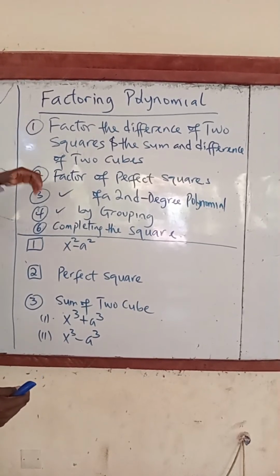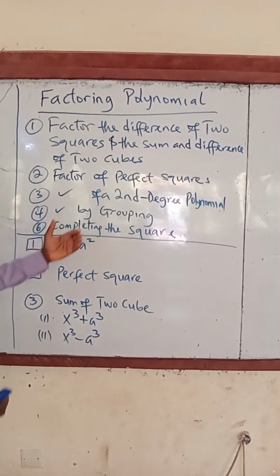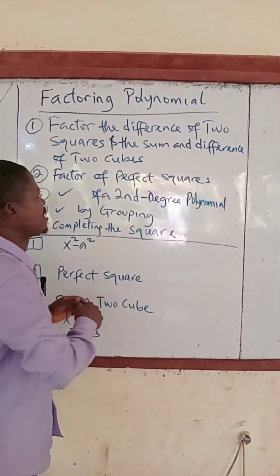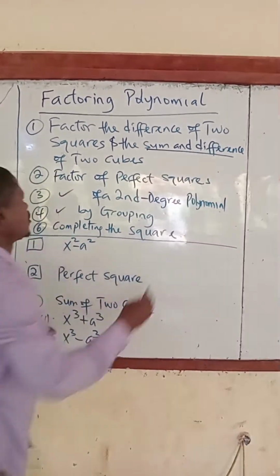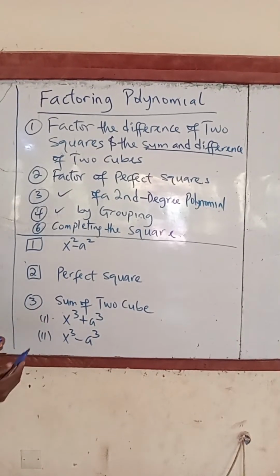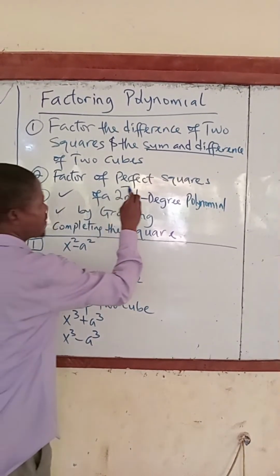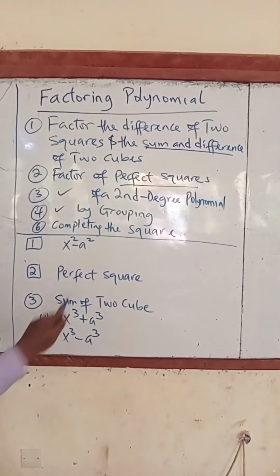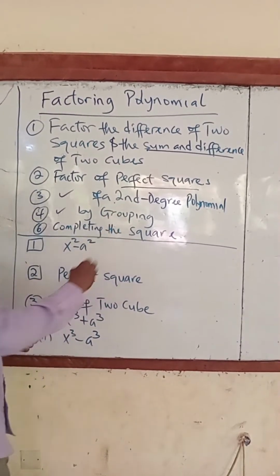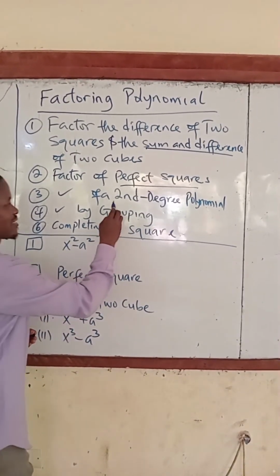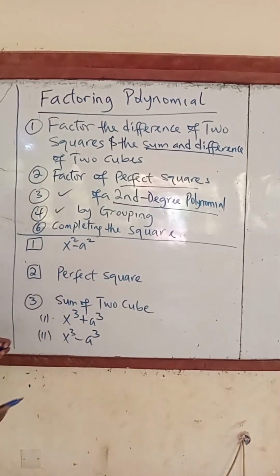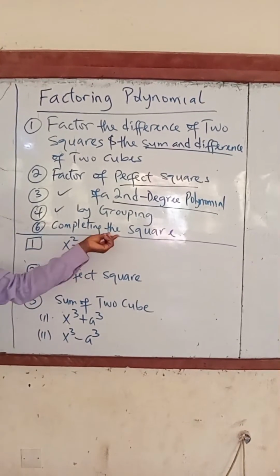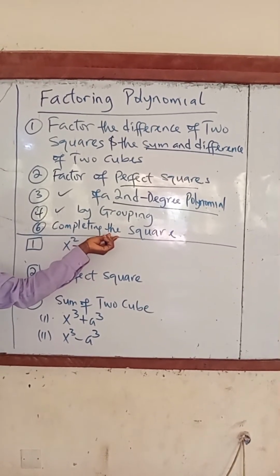The first one, we're going to look at the factor, the difference of two squares. We're going to look at the sum and difference of two cubes. We're going to be looking at the factors of perfect square. We also look at polynomials, how to factor polynomial of second degree. And then we look at the factor by grouping. We look at completing the square.